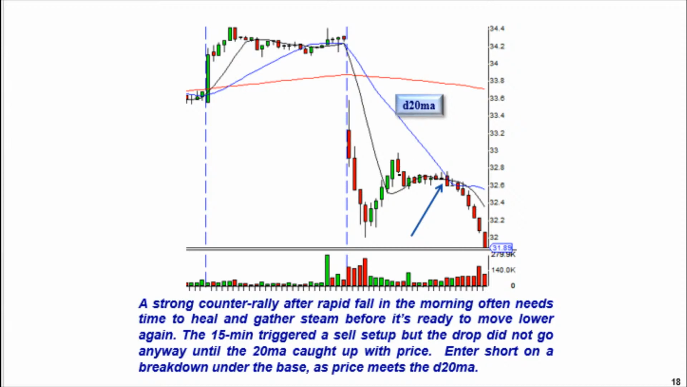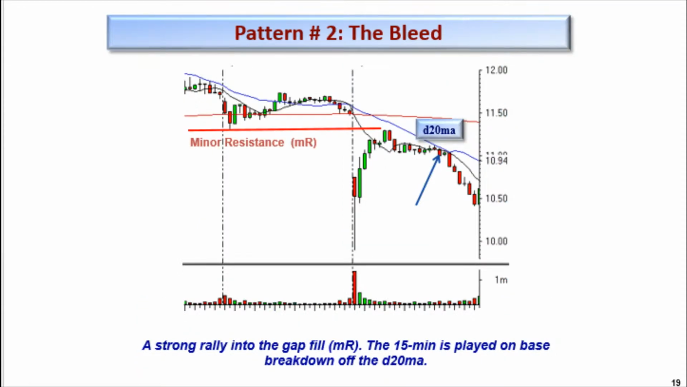So you don't want to take the first entry. You let it go, and if it goes sideways into the 20, then you can play the breakdown. So this is a play on a play, or a play inside of a play, a breakdown inside of a larger sell setup. And this is what I call the bleed. The stock bleeds sideways into either a declining 20 or a rising 20 if it's in an uptrend. That's my favorite intraday pattern of all time.